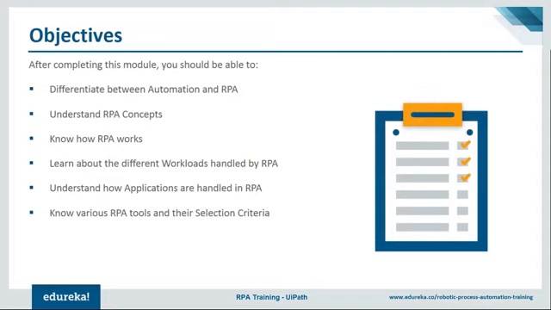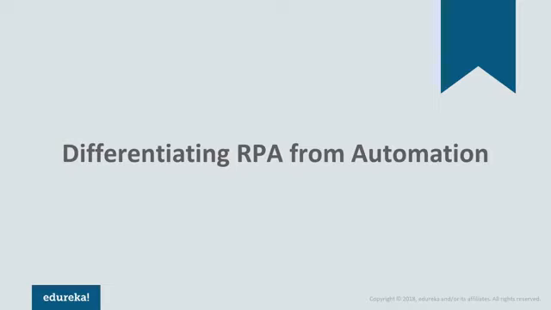Then we will see how applications are handled in RPA, which is basically how applications are developed in RPA, the different development methodologies, the exception handling part, everything will be covered in this topic. And then towards the end, we will look at various RPA tools which are available in the market and see how you can choose the best tool according to your requirement. So guys, this is our agenda for this session. Let's move on and start with the first topic of today's discussion, which is differentiating between RPA from automation.